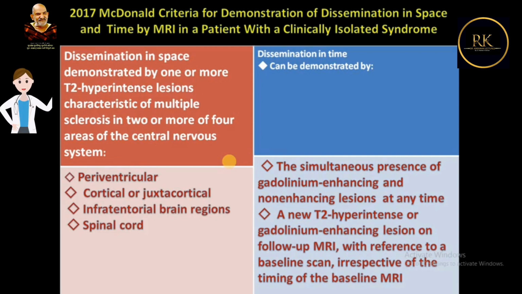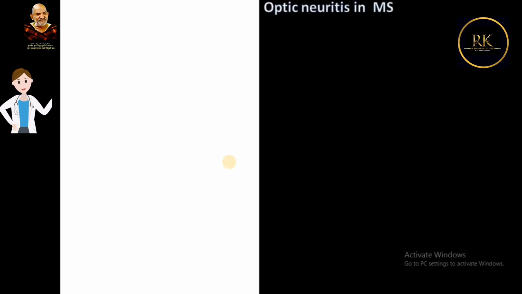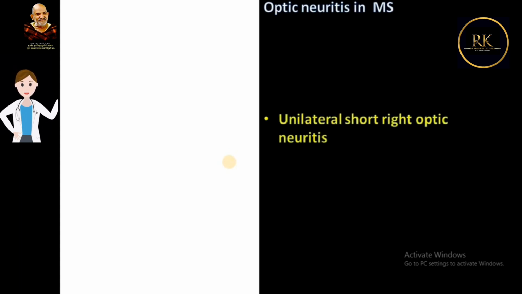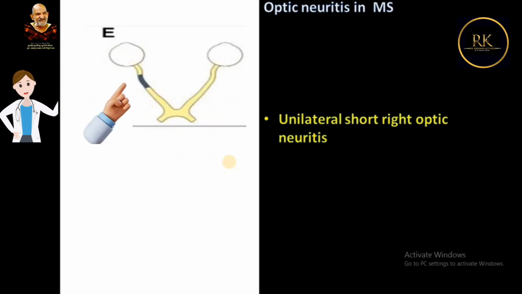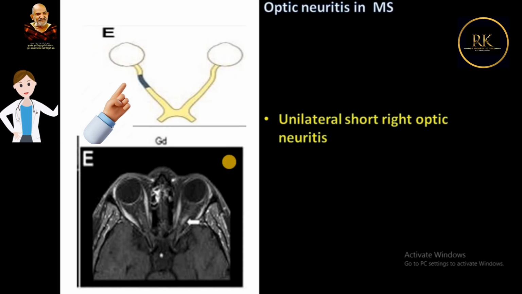Now, the optic neuritis findings in a patient with MS include unilateral short optic neuritis, which is demonstrated in this figure, and MRI further explains the optic neuritis findings in patients with MS. Here, the left-sided optic neuritis is shown in the MRI.